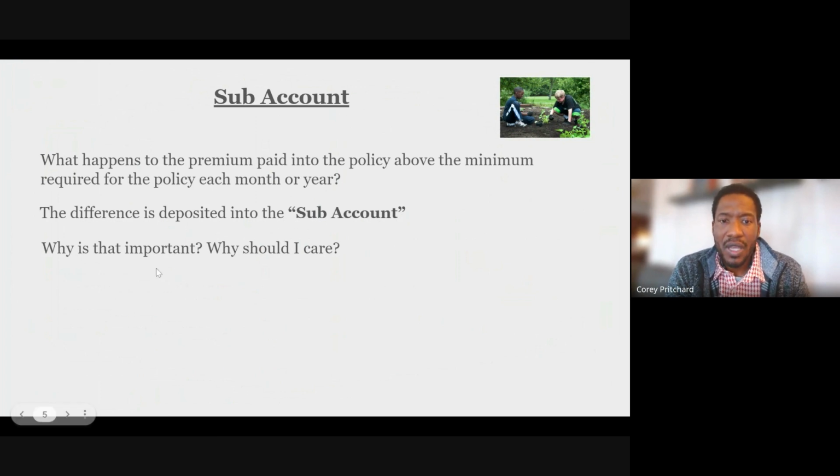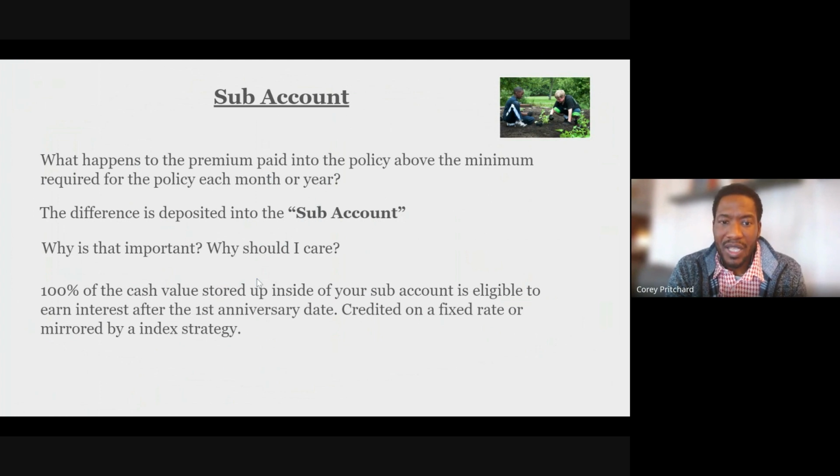Okay, so I'm asking you, why is this important? Why should you care about that? What I'm saying to you is that 100% of the cash value stored up inside of the sub account is eligible to earn interest after the first anniversary date, right? That should be absolutely exciting when you think about that. You're realizing that you're paying this premium, and you'll see the numbers, that you're paying an amount that's far greater than the minimum amount. And now you realize that a large percentage of what you're paying is actually going into the sub account.